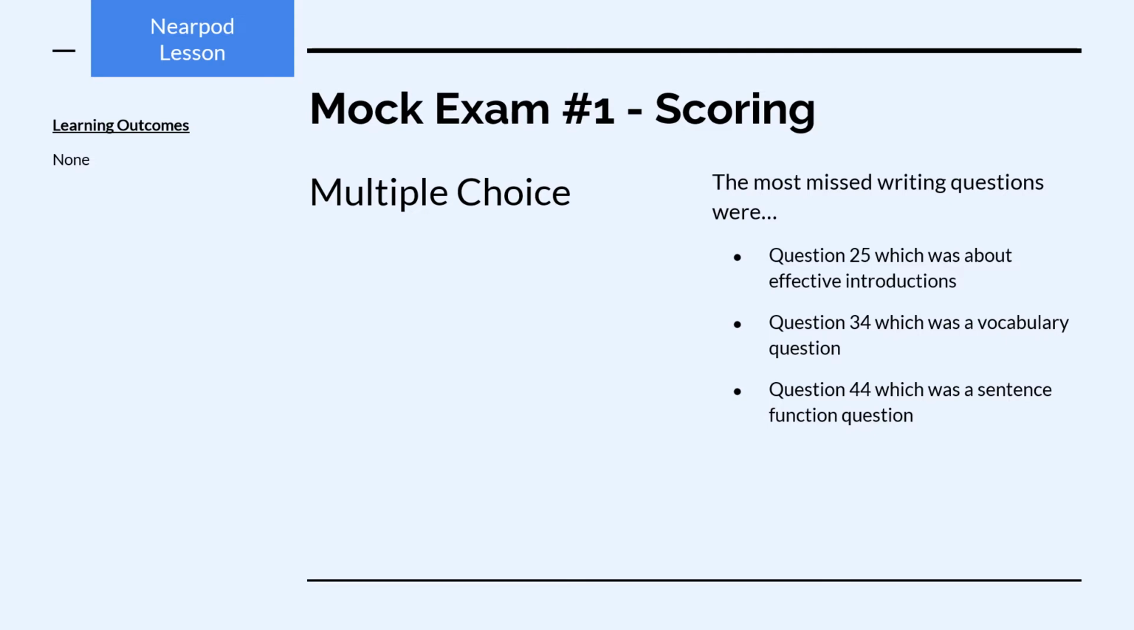The good news about 44 is that most of you chose no, which was correct, but you chose the wrong no. And so at least you knew that that was a poorly placed sentence and it shouldn't have been there. You just didn't know why it shouldn't be there.